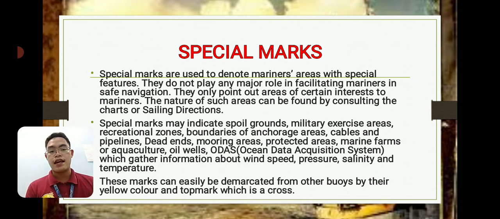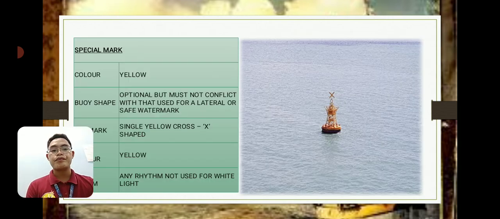So we'll see the example picture. That's the example of the special mark. For the color, it's yellow, which you can easily distinguish as a special mark. For the buoy shape, optional but must not conflict with the use for a lateral or safe water mark. The top mark is a single yellow cross, X shape, and yellow, any rhythm not used for white lights.